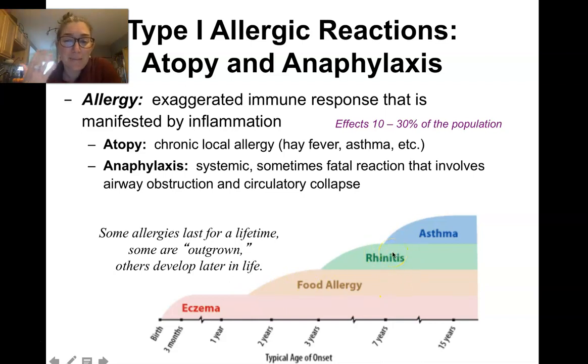Rhinitis, we'll talk about, that means inflammation of the nose. So basically hay fever, when your nose is runny and your eyes are itchy from pollen. And asthma, these are some very common types of allergies.